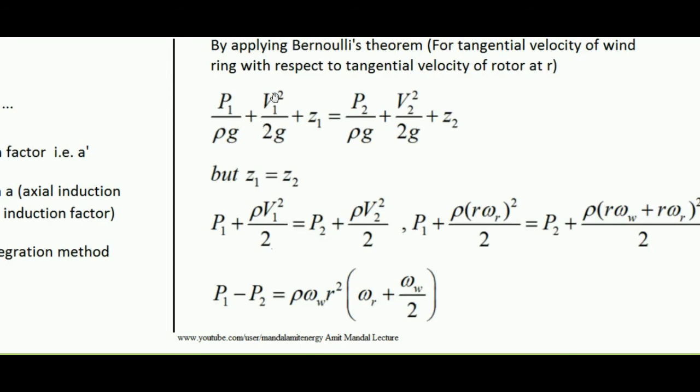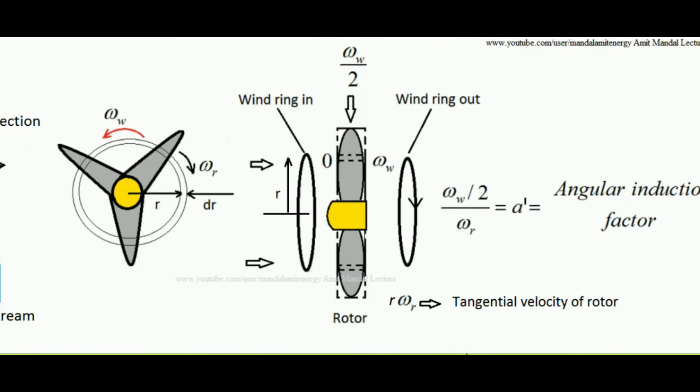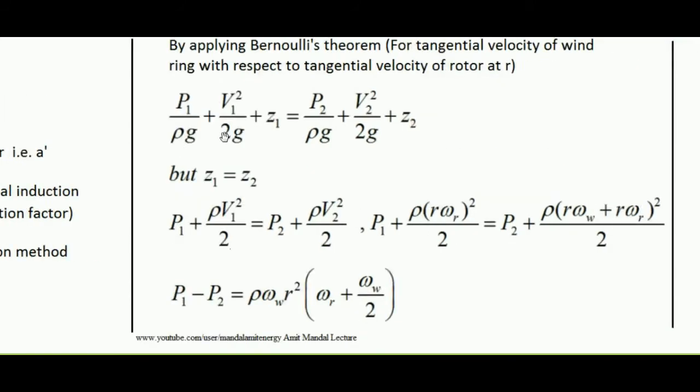So V1 stands for the initial tangential velocity of the wind ring upon 2g, and Z1 is the datum height. We are choosing some datum at the ground, and the height of this axis from that ground is Z1. Similarly, Z2 has the same definition. So P1 by rho g plus V1 square by 2g plus Z1 equals P2 by rho g plus V2 square by 2g plus Z2.